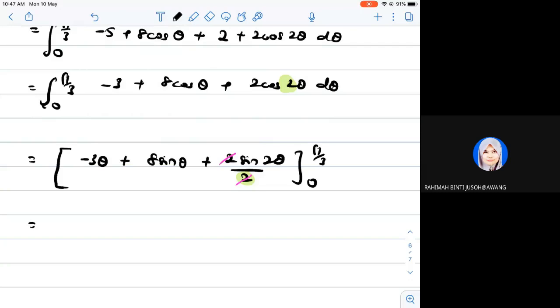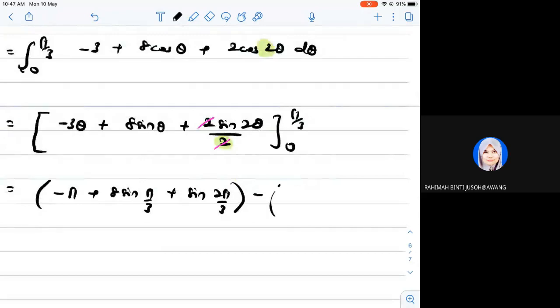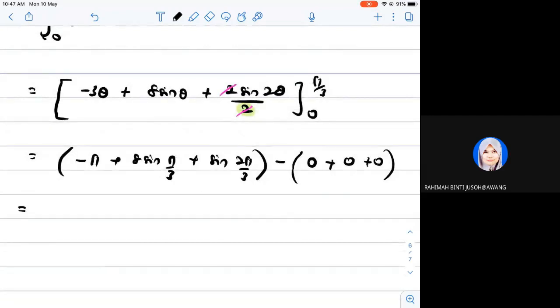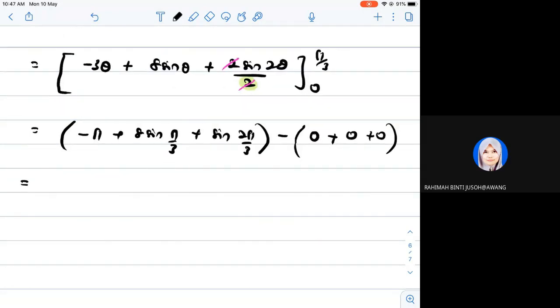Okay, so it becomes negative 3 times pi over 3 should be negative pi plus 8 sin pi over 3 plus sin 2 darab pi per 3. So 2 pi per 3. Okay, minus negative 3 darab kosong. Kan senang kerja tu, jadi kosong tambah 8 sin kosong pun kosong. Sin 2 darab kosong pun kosong lah. Sebab tu saya suka guna theta equals to 0. Dia senang sikit. Kalau tak kat belakang ni you akan ada nilai juga. Complicated sikit lah, banyak kali kerja.